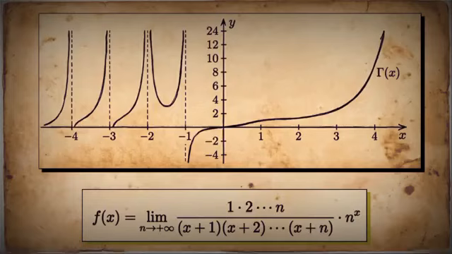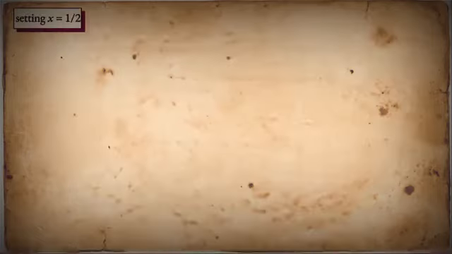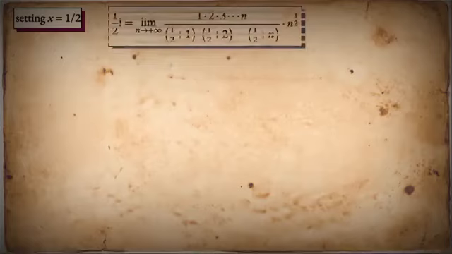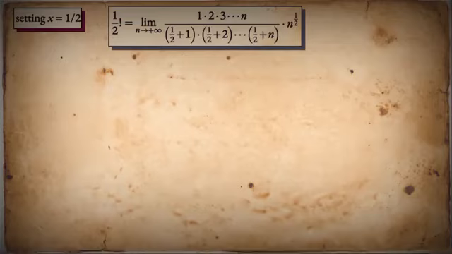Now let us use the formula for what we came here to compute. We have the complete definition of the extended factorial, and we are ready to substitute x equal to 1/2 and follow the calculation to its conclusion. Setting x equal to 1/2, the formula gives the factorial of 1/2 equals the limit of the product 1 through n in the numerator, divided by the product of 1/2 plus 1, 1/2 plus 2, 1/2 plus 3, and so on up to 1/2 plus n, all multiplied by the square root of n.